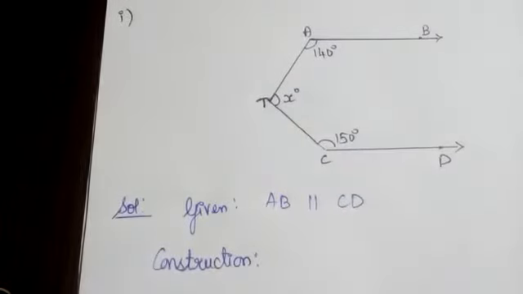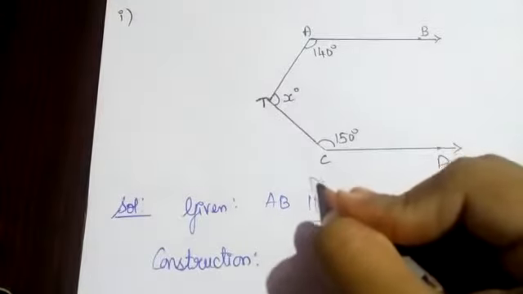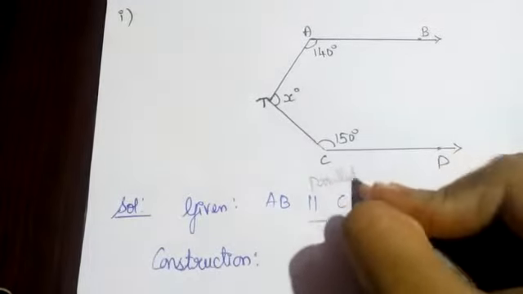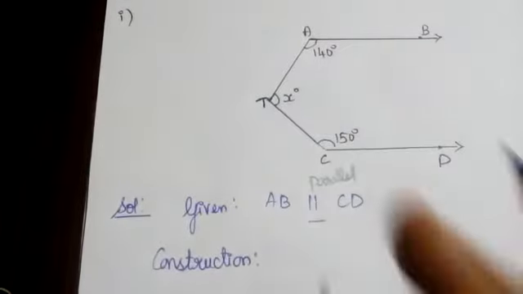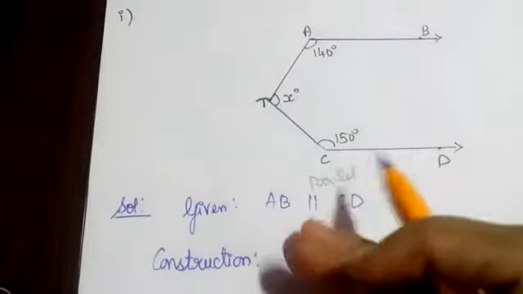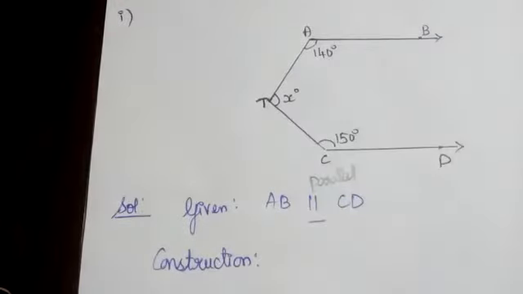Got it? See children, this symbol, it is not 11, it represents parallel. When two lines are parallel, we use this symbol to represent it. Instead of writing AB is parallel to CD, we will be writing AB, this symbol represents parallel, AB parallel to CD. Got it?